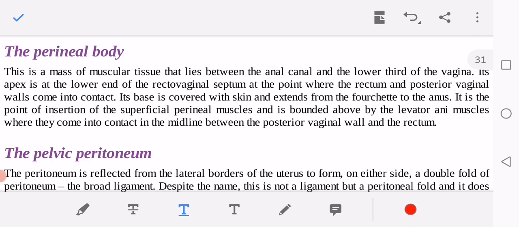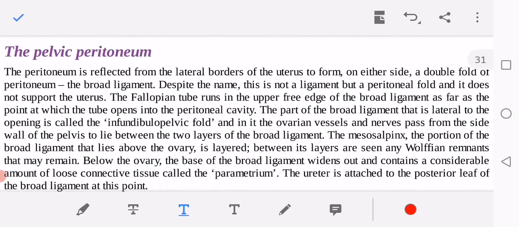So it is a mass of muscular tissue that lies between the anal canal and the lower third of the vagina. Its apex is at the lower end of the rectovaginal septum, at the point where the rectum and posterior vaginal wall come into contact, and the base is covered with skin and extends from the fossa to the anus. So it is the point of insertion of the superficial perineal muscles and is bounded above by the levator ani muscles, where they come into contact in the midline between the posterior vaginal wall and the rectum.